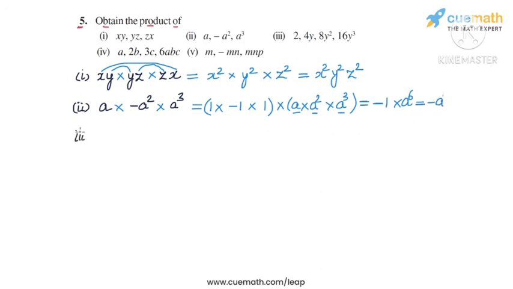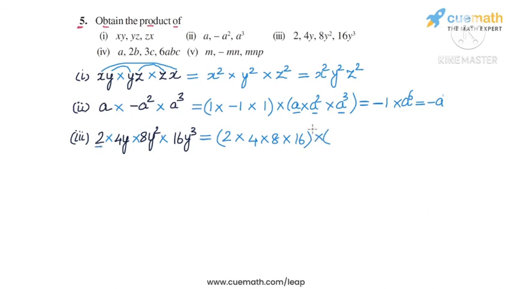Now in part 3, the terms we have to multiply are 2, 4y, 8y square, and 16y cube. So let's multiply the coefficients separately and the variable parts separately. So the coefficients are 2, 4, 8, 16, and these we will multiply separately. And the variable parts are, in the first term there is no variable part. In the second term we have y, and then we have y square from 8y square, and then we have y cube from 16y cube.